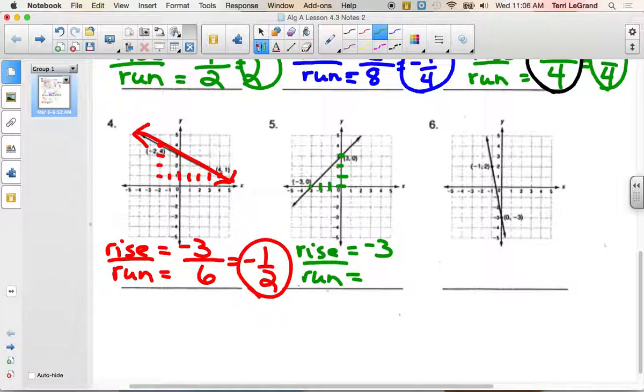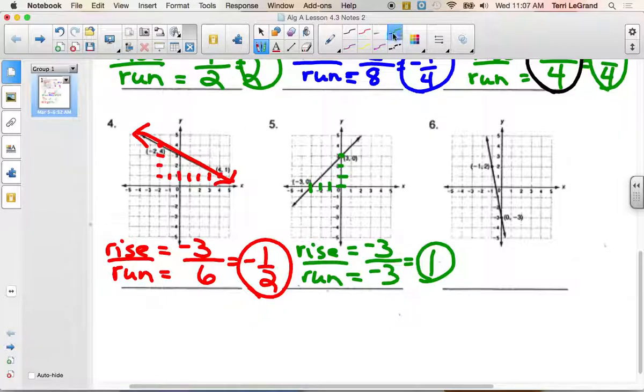And the run is 1, 2, 3. We have to go left 3, so that's a -3. Down is negative, left is negative. A negative divided by a negative is a positive. 3 divided by 3 is 1. So our slope is 1. Is that a positive slope like we wanted? Yeah.